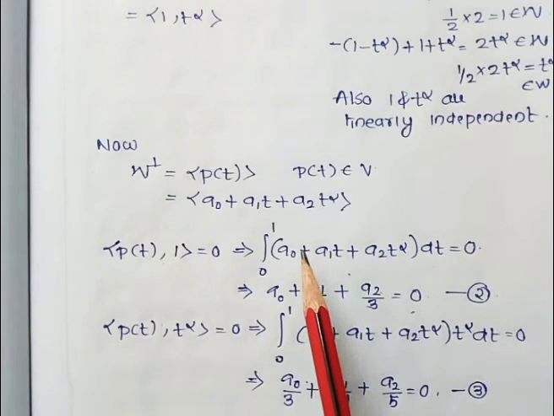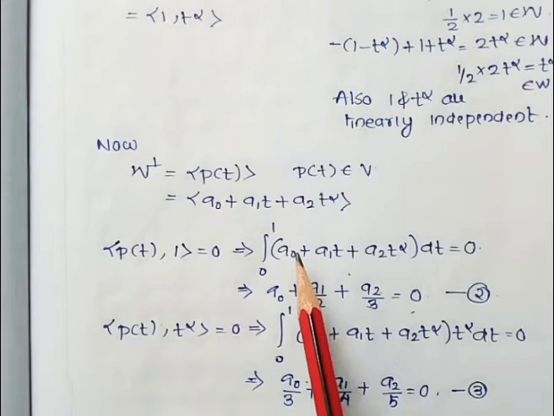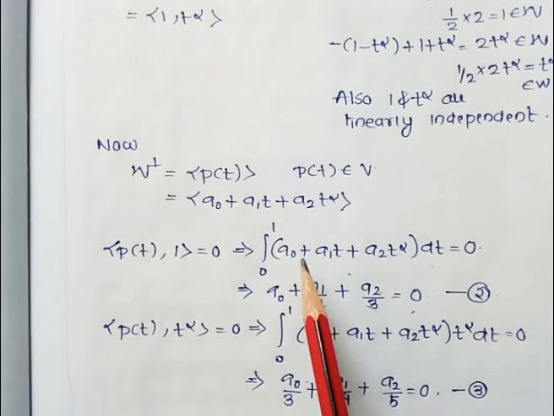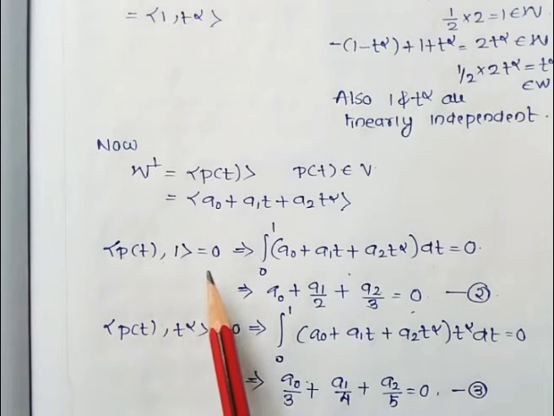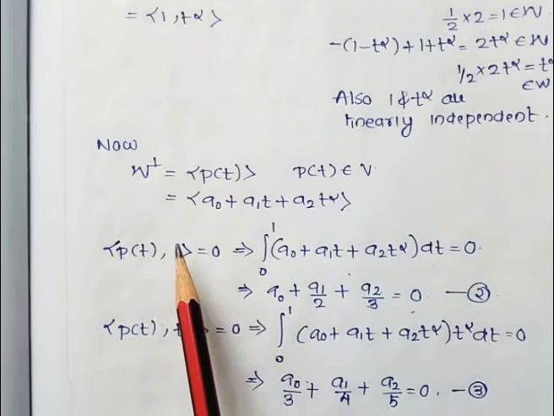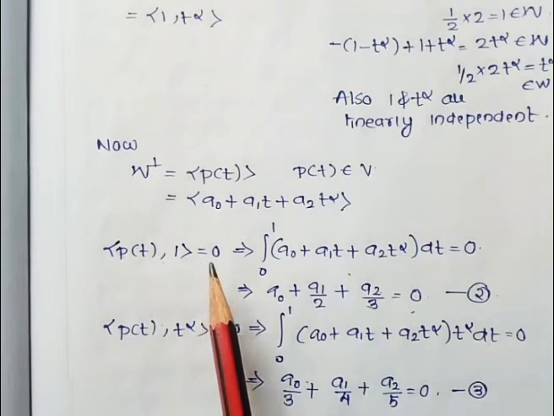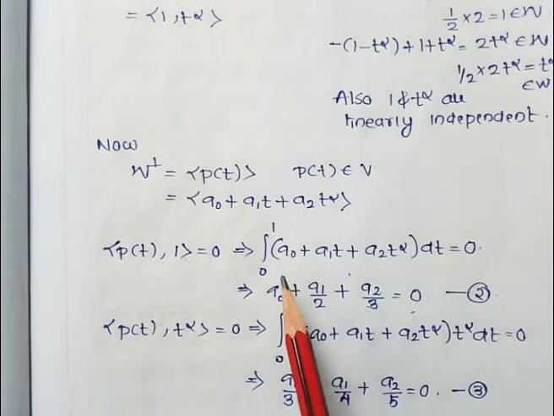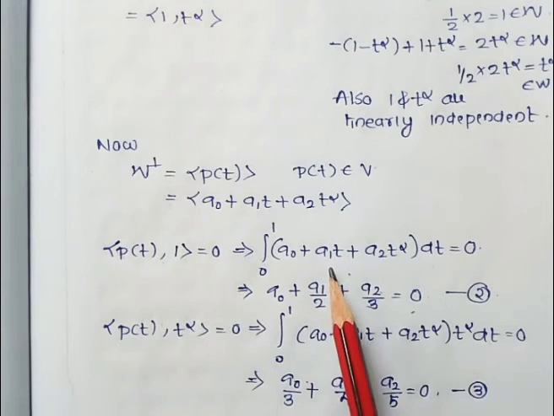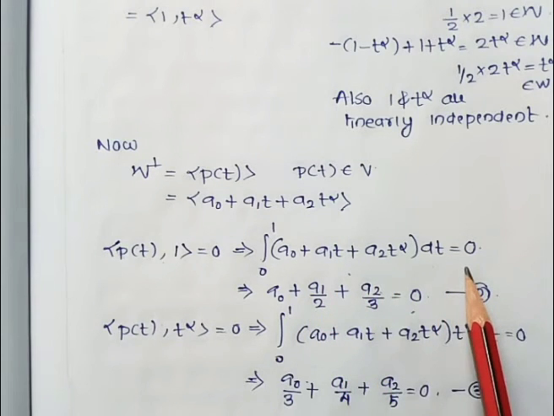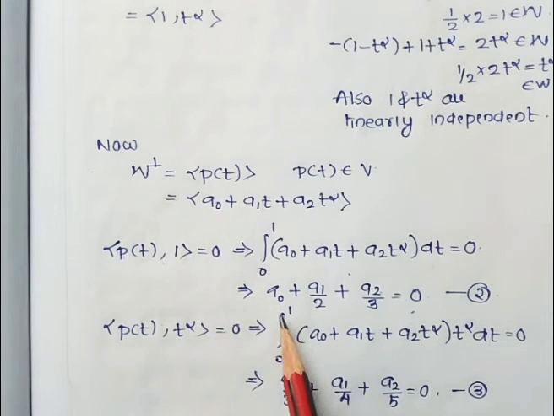So by using this, we generate two equations, and by solving those two equations, we get the general form of a polynomial in W perp. For that, the inner product of P of t comma 1 is equal to 0. In the question we are given that the inner product of f of t, g of t is the integral from 0 to 1 of f of t g of t dt. So by using that, we get the integral from 0 to 1 of a0 + a1t + a2t² dt equal to 0.